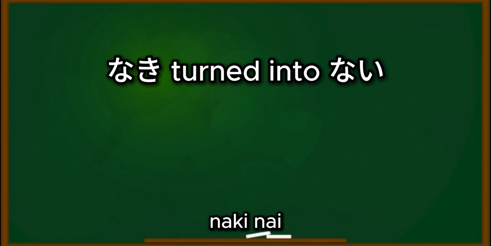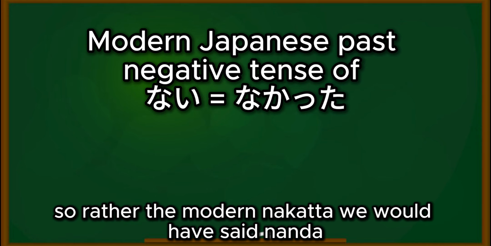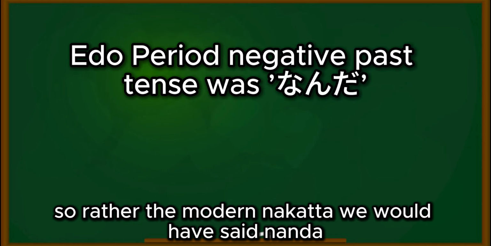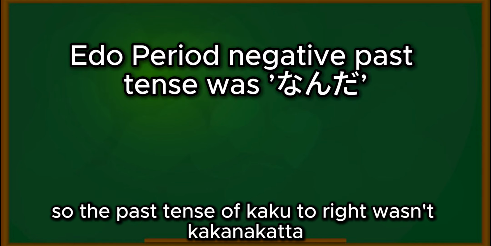The issue with this theory, though, is that the negative tense in the Edo period conjugated differently to our modern nai. If you see the table presented on screen, look at the far left column. The past tense of nu was nanda, so rather than modern nakatta, we would have said nanda. So the past tense of kaku, to write, wasn't kakanakatta, it was kakananda. There therefore seems to be a discrepancy here.